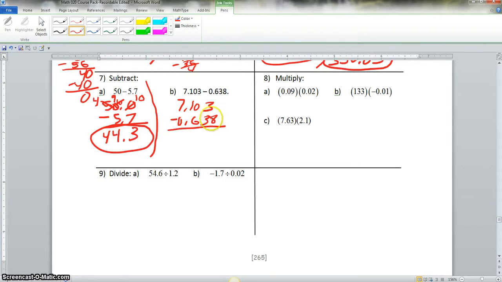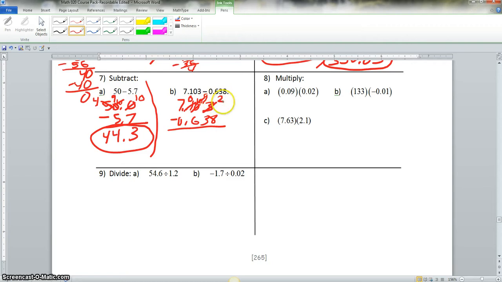Now we know we cannot subtract 8 from 3, and we can't borrow from this 0. So we'll borrow 1 from this 1, which will make it a 0. This 0 becomes 10, but we have to borrow 1 from that to make it 9. And this 3 becomes a 2.